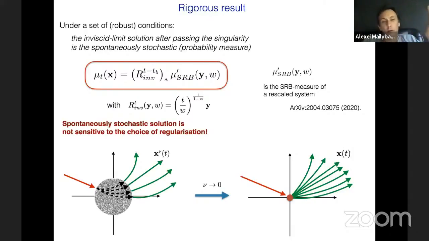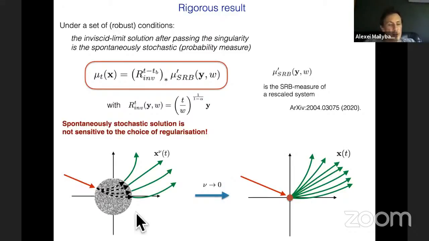then the solution at post blow-up time can be found explicitly. It is exactly the SRB measure of our rescaled system. Then we apply some scaling operator to this measure, and we find the solution for positive time, for the time after blow-up. So what does it mean?